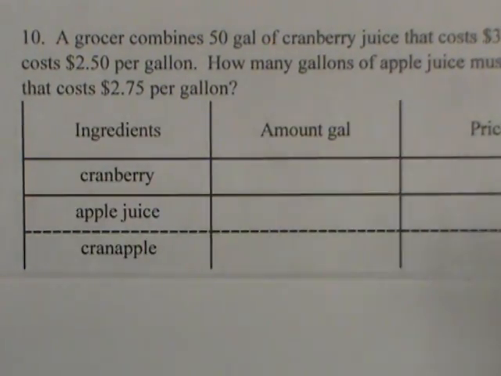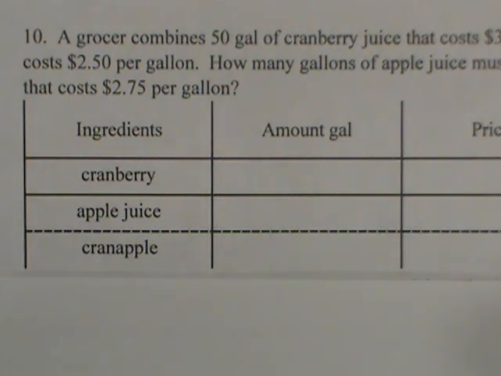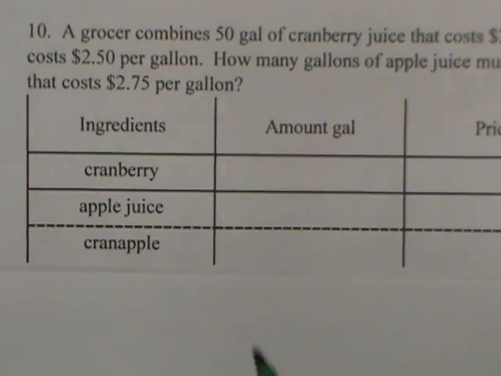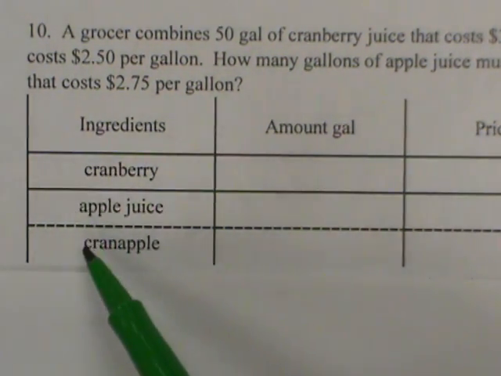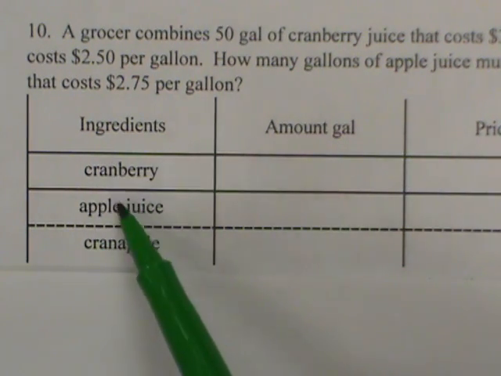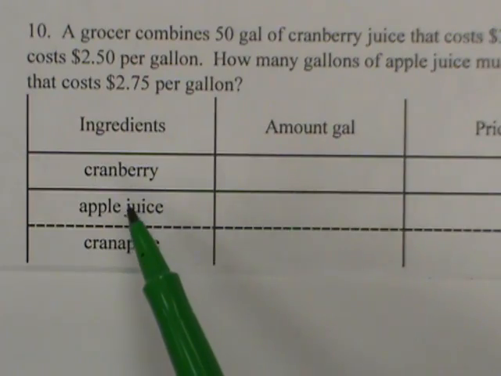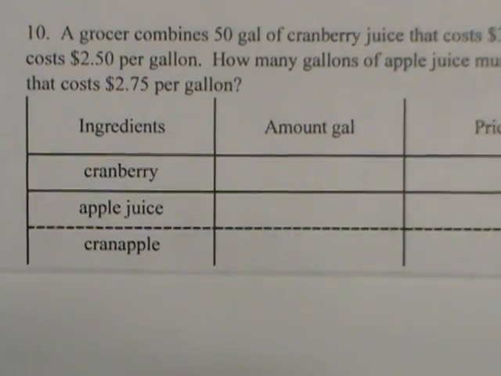For this example, it says, a grocer combines 50 gallons of cranberry juice that costs $3.50 per gallon with apple juice that costs $2.50 per gallon. How many gallons of apple juice must be used to make cran apple juice that costs $2.75 per gallon? Again, the first time you read through, you just want to establish what's being mixed, what the ingredients are, and what the final mixture is. So in this case, it's going to be cranberry juice, apple juice to make a cran apple juice.